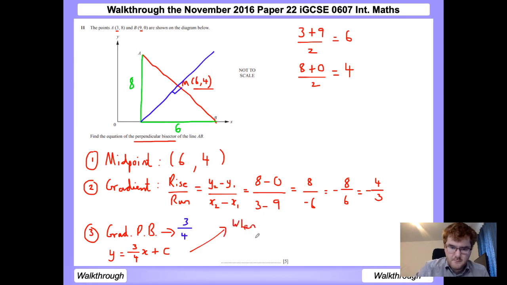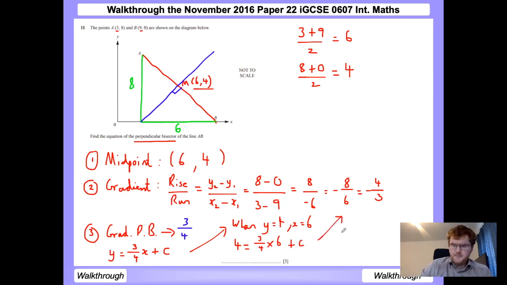So, yeah, my accent coming out. Insert it in when y is equal to 4, x is equal to 6. We pop that into our formula. So we get 4 equals 3/4 times 6 plus c.